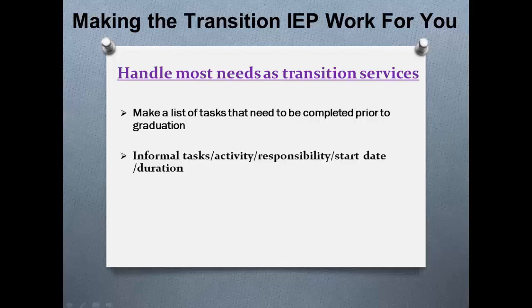Again, most transition services are informal tasks or activities. You are going to assign who's responsible to help the student complete them, when they're going to start, and the duration of how long it's going to take them to complete the task with the student. You can assign yourself, you can assign the student, parents, and other IEP team members.